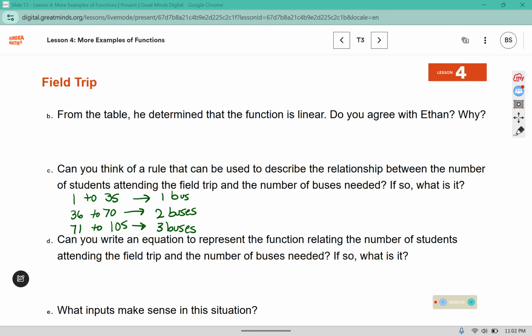Now, I'm not going to lie to you and say that there is no equation to write. But at this point in middle school, we don't have the formula or the template that would help us write this equation. This is an example of what's called a step function because you have a range of values that all fit into one bus, and then it jumps up to 2 buses for the next one. So this is called a step function, but at this point in time, we don't have any experience writing or creating an equation for a step function.